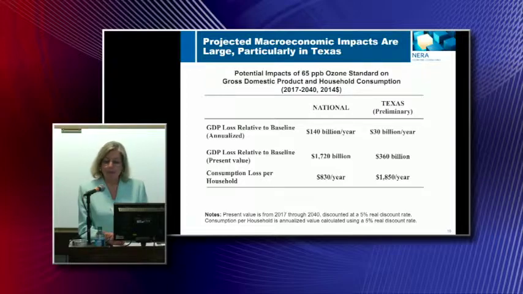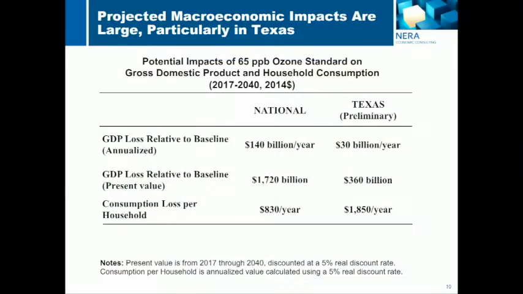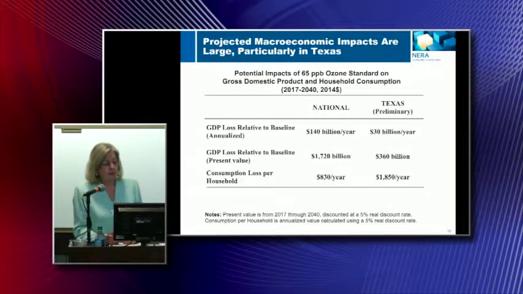And here are the results, just a simple summary of them. At the national level, we see pretty large impacts on the order of 140 billion per year. And in Texas, and I put preliminary because these are hot off the press and we haven't finished wrapping up the analysis, but this is the run that we've done so far, it is $30 billion per year when stated annualized. On a present value basis, for the U.S. economy, it comes out to 1.7 trillion, and for the state economy, it's 0.4 trillion, or 360 billion.